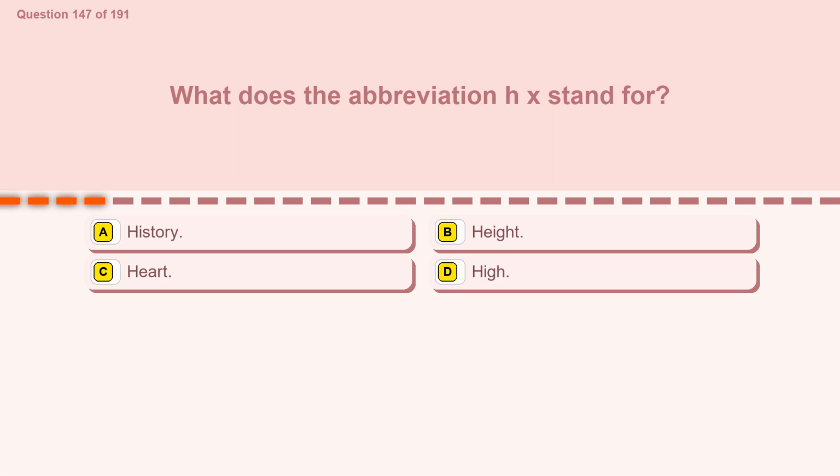Question 147. What does the abbreviation HX stand for? Option A, history. Option B, height. Option C, heart. Option D, high.